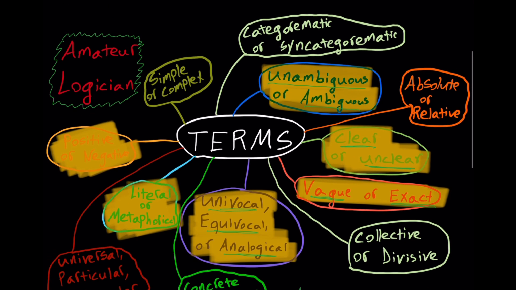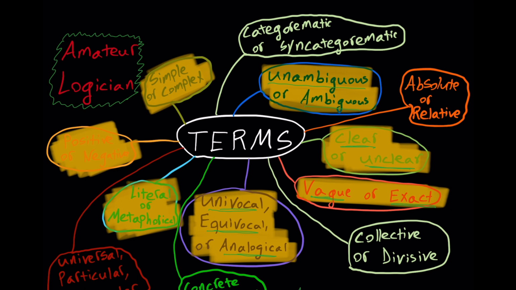Seventh, we have simple or complex terms. A simple term is just one word. A complex term has multiple words. The subject of a proposition, for example, can be simple or complex. In fact, it can be very complex. It may have many, many words so as to specify the subject in question or the predicate in question.